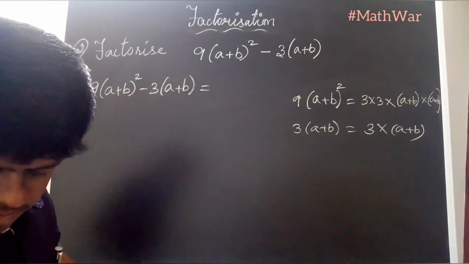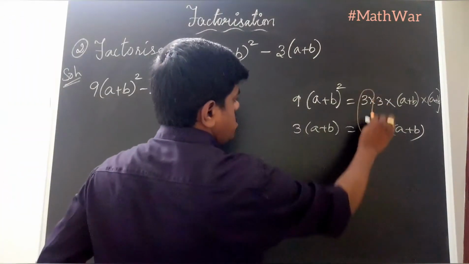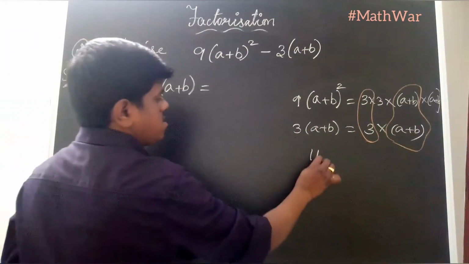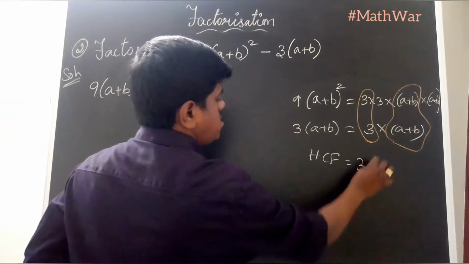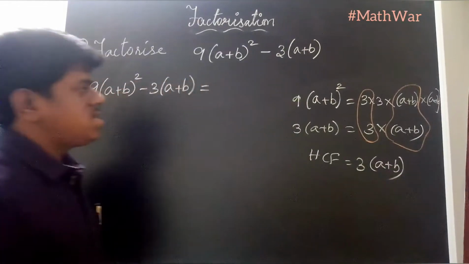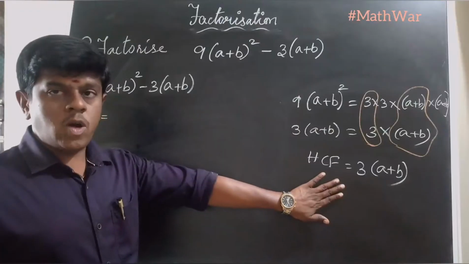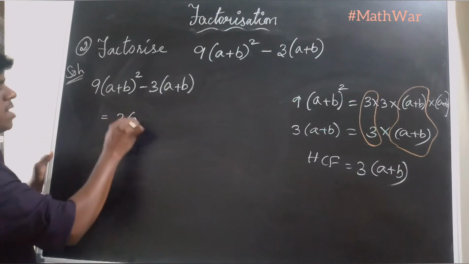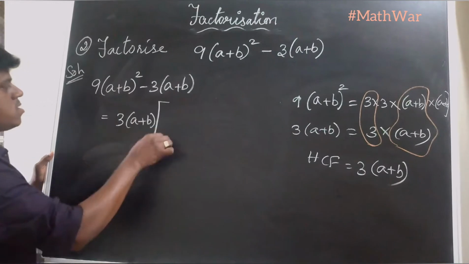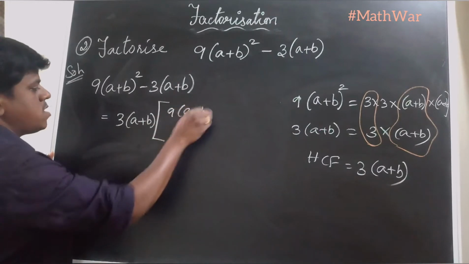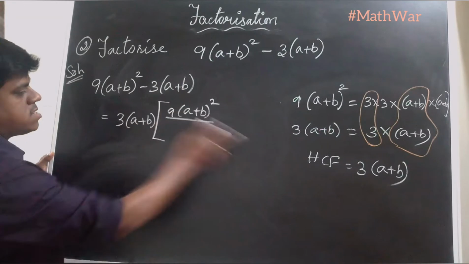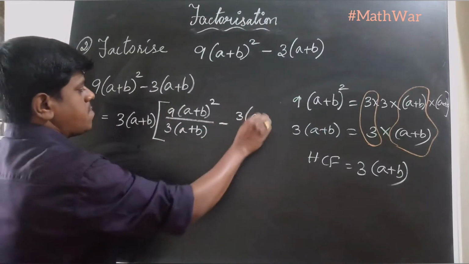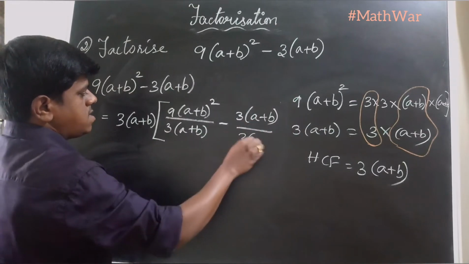You can see here the number 3 is common and a plus b is common. So HCF is equal to 3 into a plus b. This is the common factor which we are going to take out in these two terms. So 3 into a plus b into, and we should divide both the terms by 3 into a plus b: 9 into a plus b whole square divided by 3 into a plus b, minus 3 into a plus b divided by 3 into a plus b.